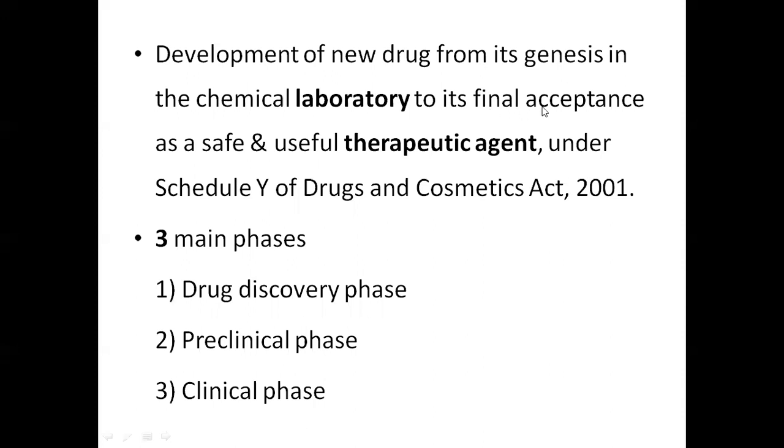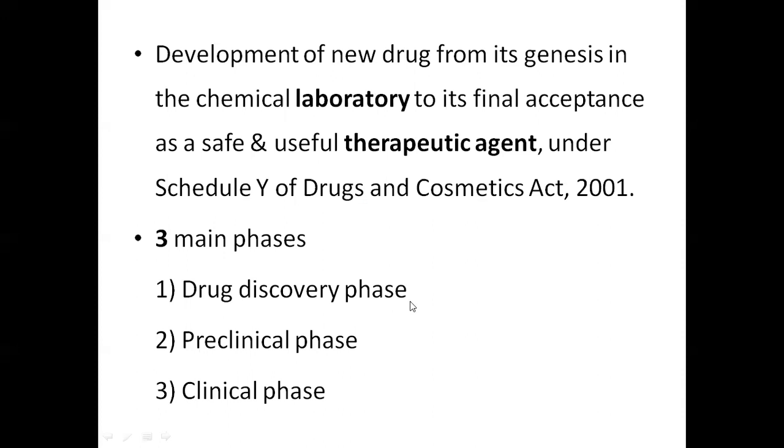From there, to its final acceptance as a safe and useful therapeutic agent under Schedule Y of the Drugs and Cosmetics Act 2001. Depending on this act, we are producing a new drug from the lab, from that stage to using it as a tablet. These are the steps involved in drug development. In that development, we have three main phases. First one, drug discovery phase. Second one, preclinical phase. Third one, clinical phase.